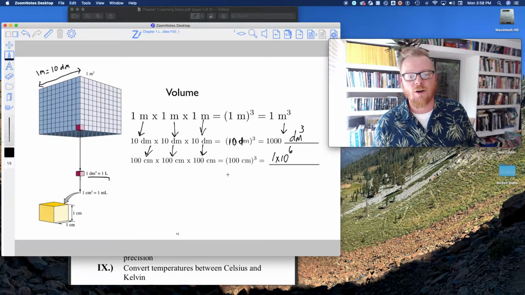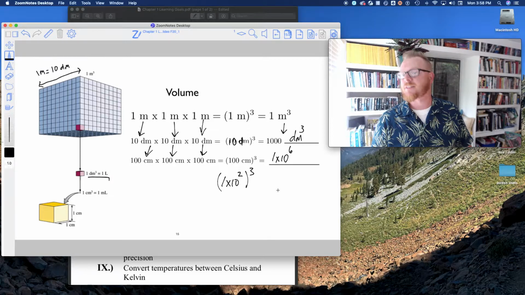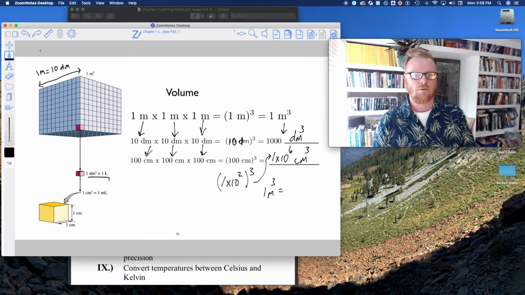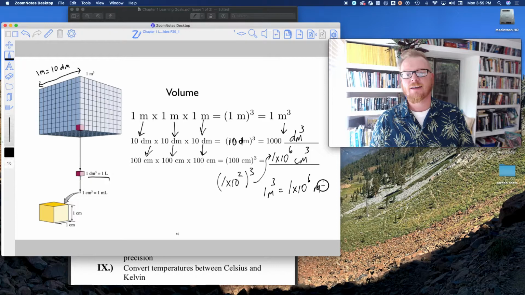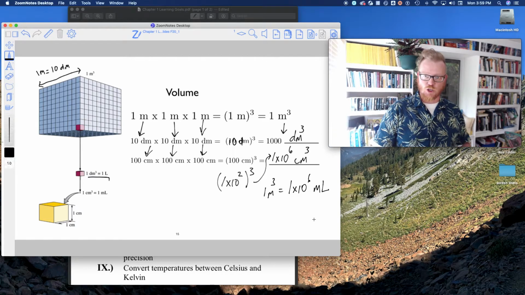Or if you recall, another way I can write 100 is 1 times 10 to the 2. And if I cube that, right, 2 times 3 is 6. 1 times 10 to the 6th, okay, to give me 1 million. And then a centimeter cubed is a cubic centimeter. And hopefully you remember that a cubic centimeter is the same as a milliliter. So 1 cubic meter equals 1 times 10 to the 6th milliliters. So there's 1 million milliliters in 1 cubic meter. Okay?